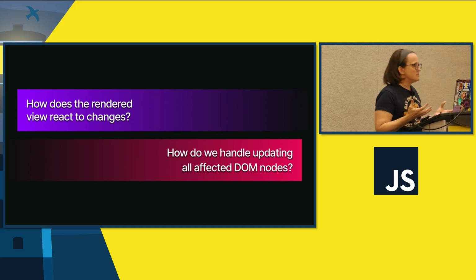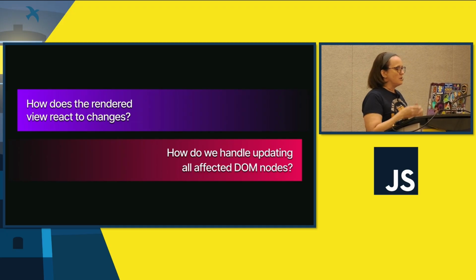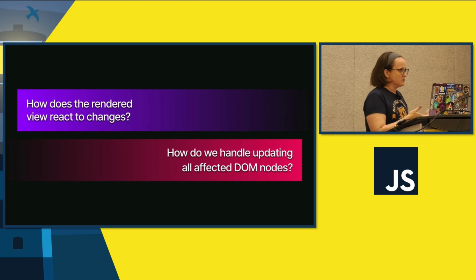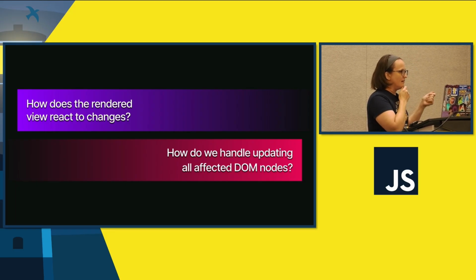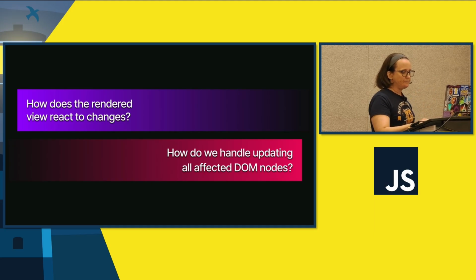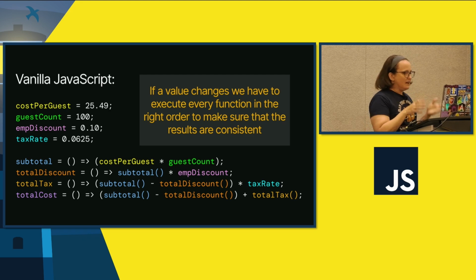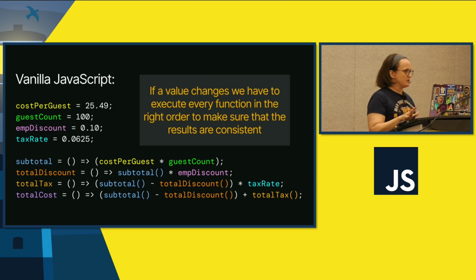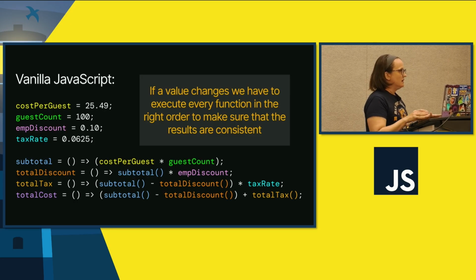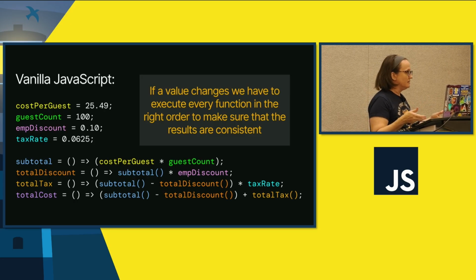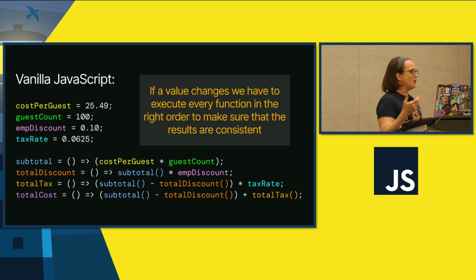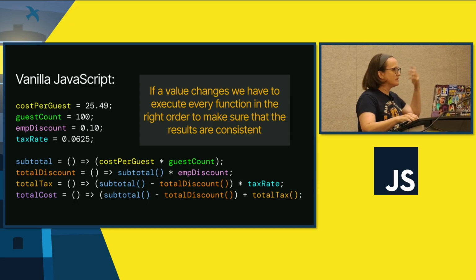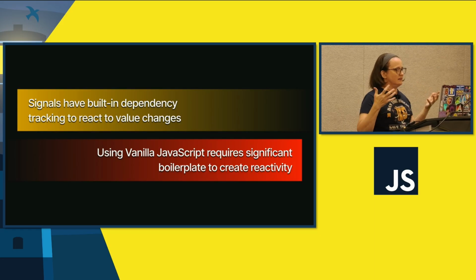But what happens when something changes, right? So how does our rendered view react to changes? So if I change something, I'm going to have to remember to invoke all of the functions again, right? So I'm going to have to create some sort of function that says, okay, if this changes, go ahead and rerun all these things, right? So if any value changes, like I said, we're going to have to rerun every single function to make sure that the results are consistent. And that starts to get really complicated. This is why we don't really often write vanilla JavaScript anymore, because the mental load to do it all gets to be a lot.